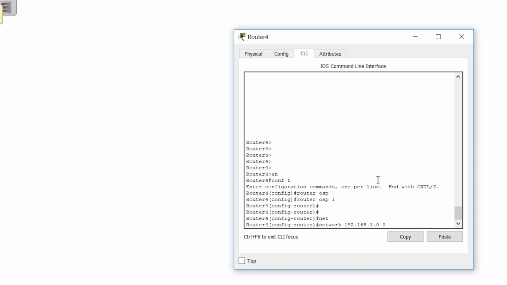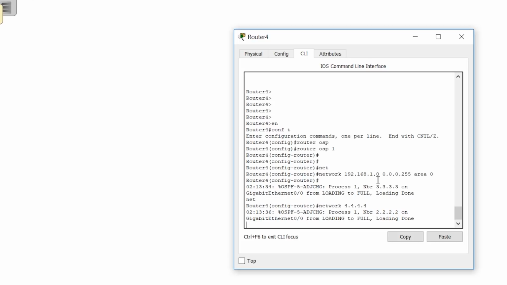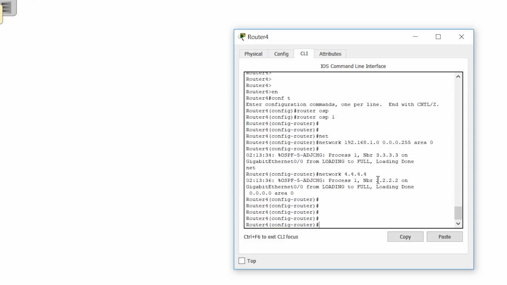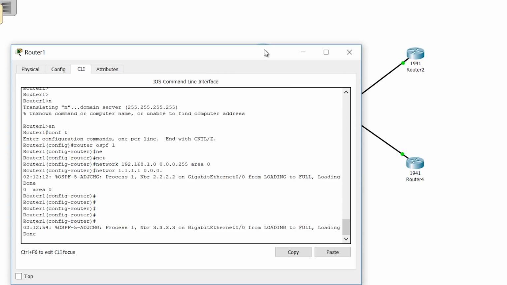Okay, and the same thing goes to router 4. Configure terminal, router OSPF 1, network 192.168.1.0 0.0.0.255 area 0, network 4.4.4.4 0.0.0.0 area 0. Okay, we have done what we had to do.